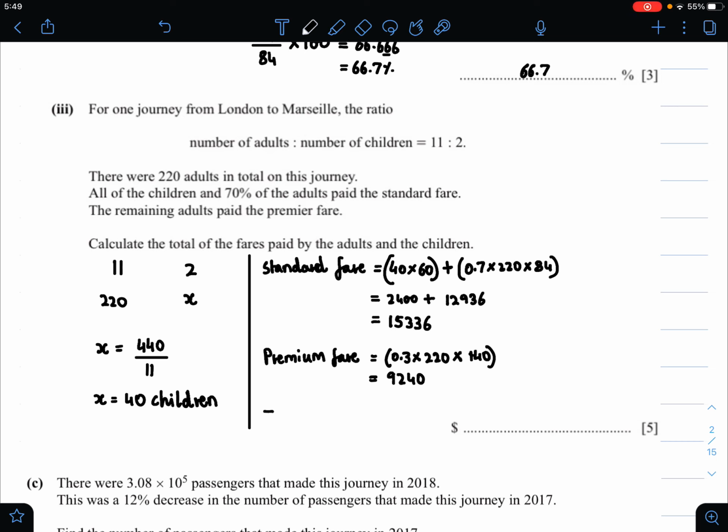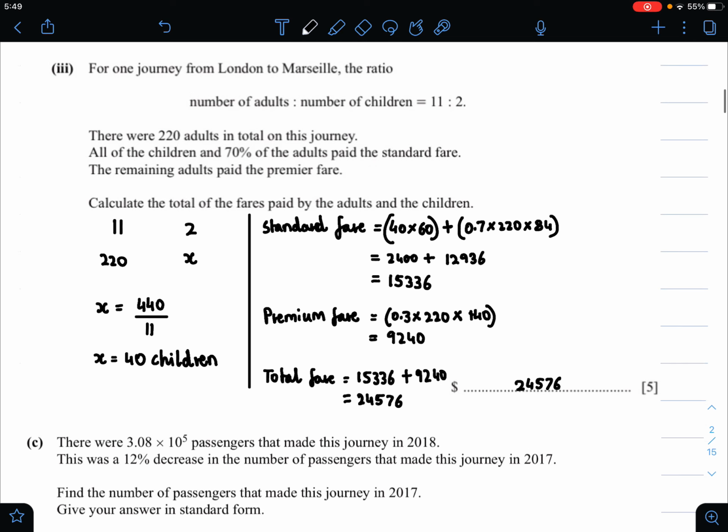So therefore, the total fare is equal to 15,336 plus 9,240. So therefore, the final answer, you just need to add both these amounts and you will get your answer as $24,576. So therefore, $24,576 will be your final answer for part B3. Now let's move on to part C.